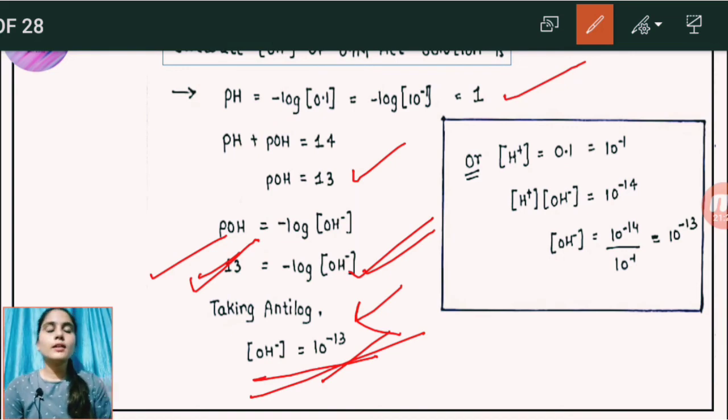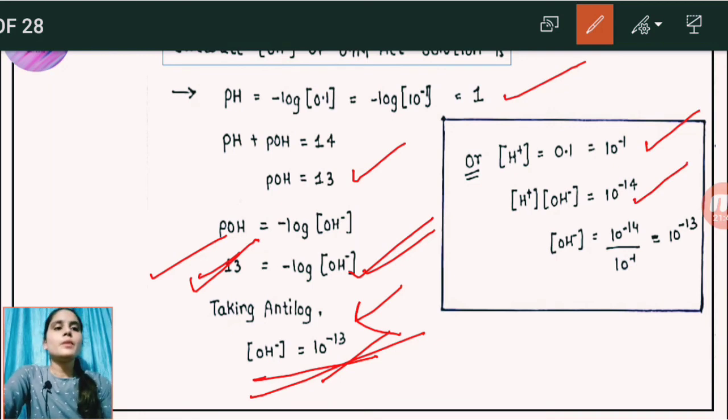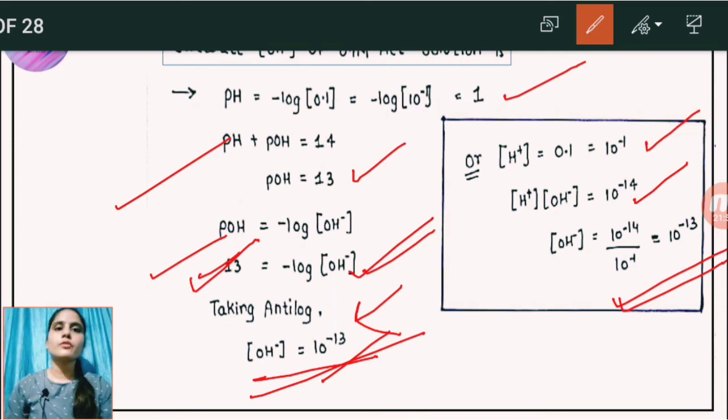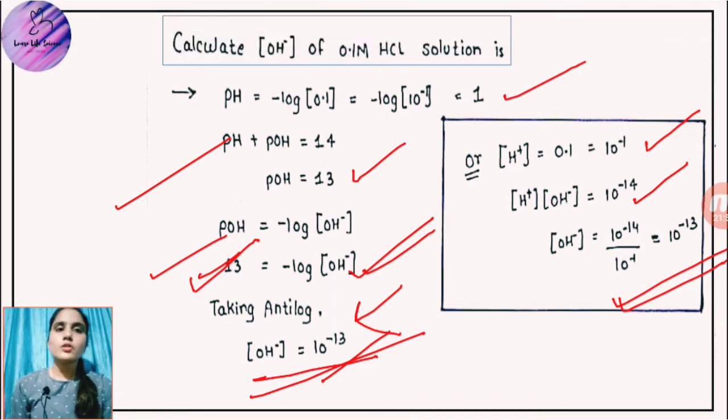On the other hand, you can calculate the same question with another concept. For example, we are given the hydrogen ion concentration, that is 0.1 or 10 raised to minus 1. We know the ionic product of water, that is, hydrogen ion concentration times OH minus ion concentration is equal to 10 raised to minus 14. Simply by cross multiplying, you are going to get 10 raised to minus 13. I think it is simpler than the first numerical. It is a more simple option to go through. So I hope you understood this till now.